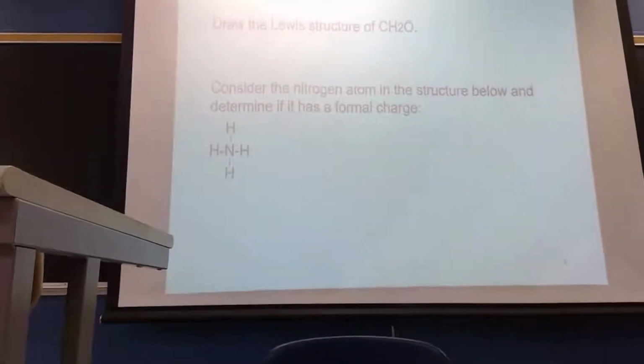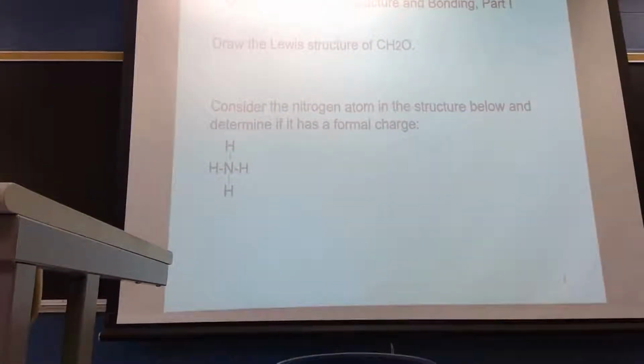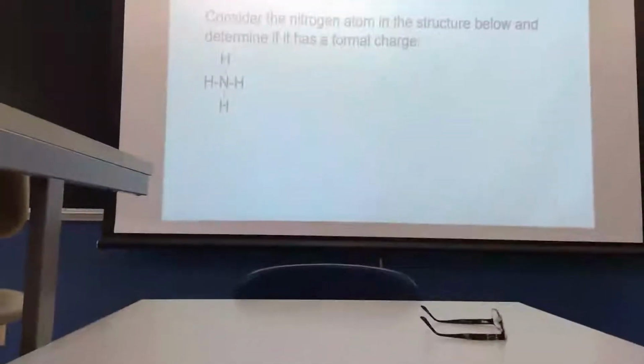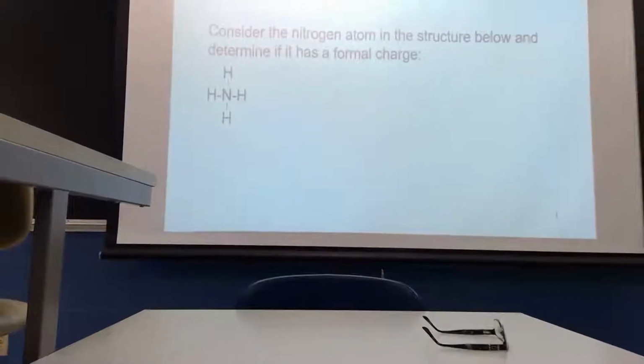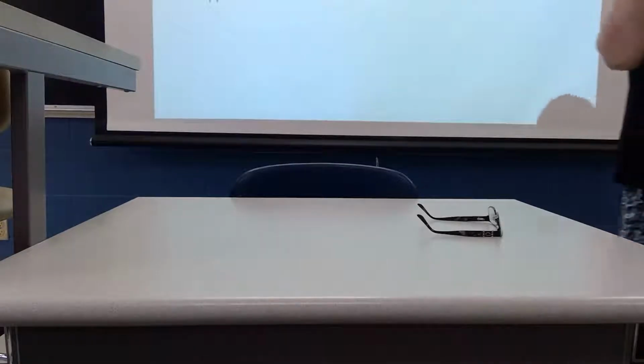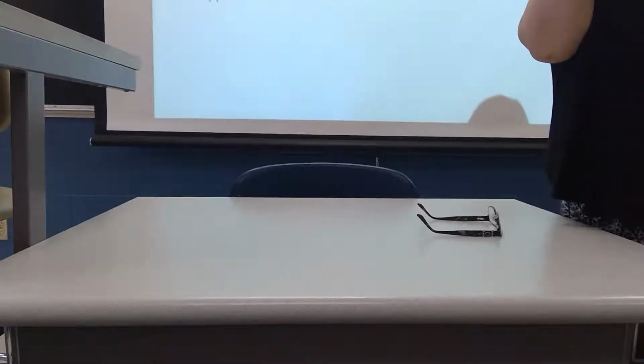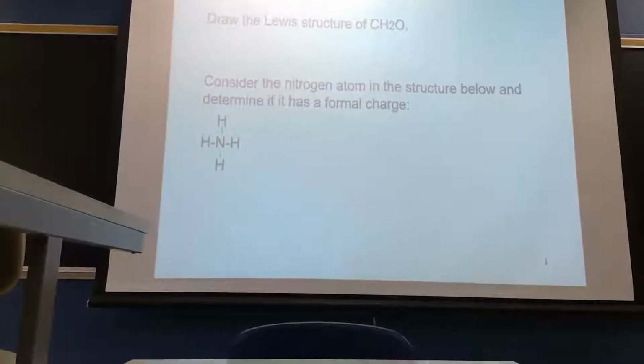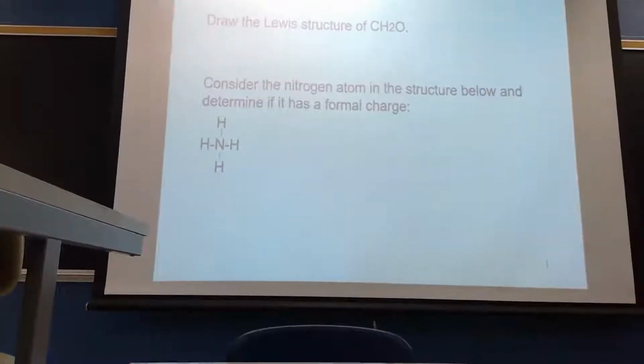What is Lewis structure? Electron dot structure, and what does the dot represent? The dot around the symbol is valence electrons. So look at your notes. What are the steps? We're just reviewing Lewis structure.